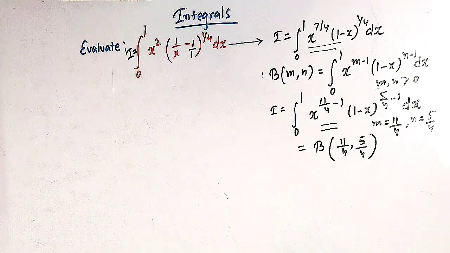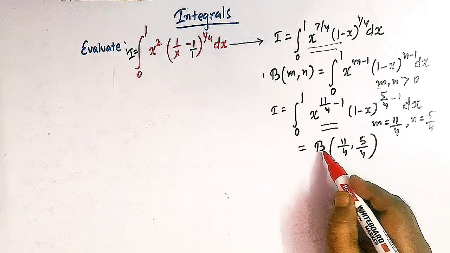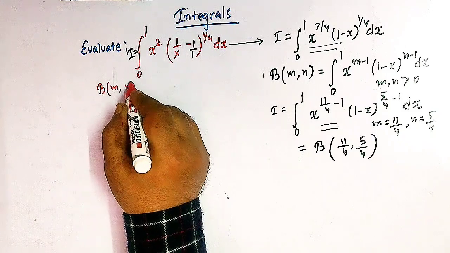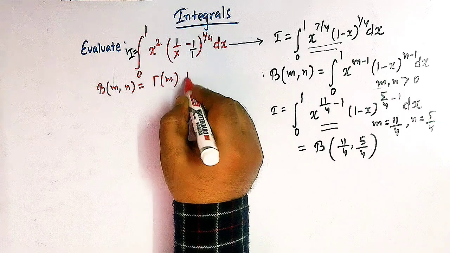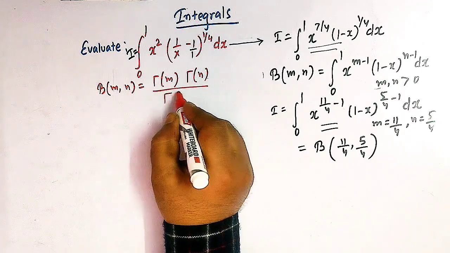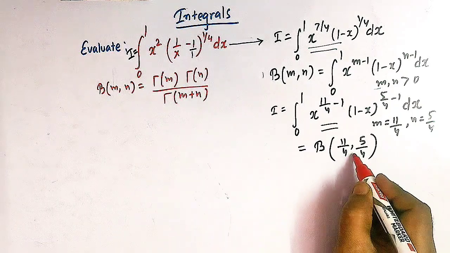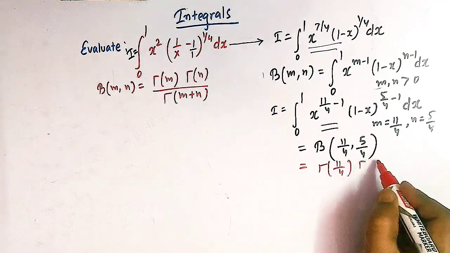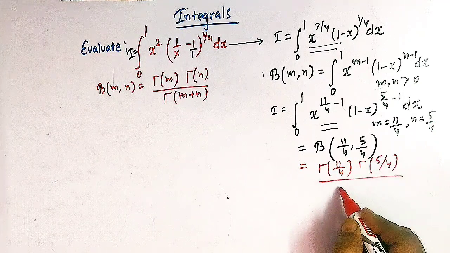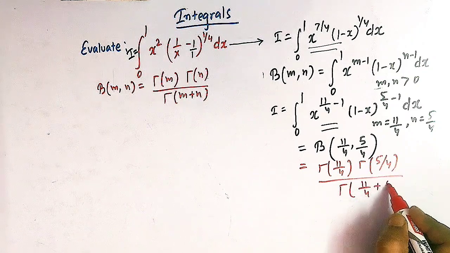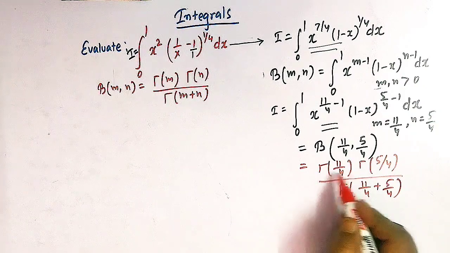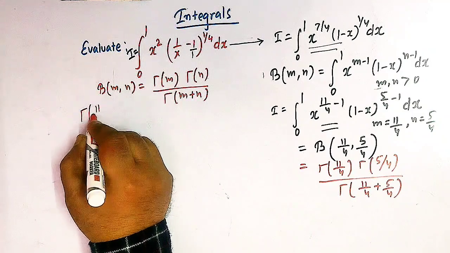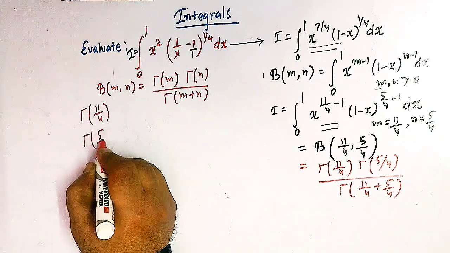So now to move further, what we will do, we'll convert beta function into gamma function through this relation, that is beta m comma n is given by gamma m, then gamma n divided by gamma of m plus n, right? So this expression is now equal to gamma of 11 by 4, then we have gamma of 5 by 4, and then we have gamma of 11 by 4 plus 5 by 4, right? Okay, so now we'll simplify these two terms, that is gamma of 11 by 4 and gamma of 5 by 4.